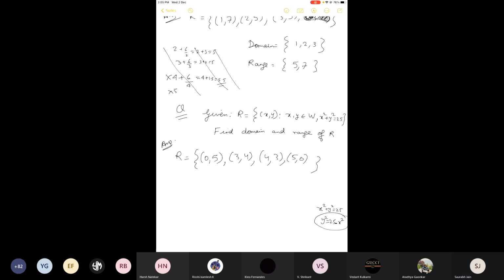So who will tell me what is the domain and range? The domain is 0, 3, 4, 5 and range is 0, 3, 4, 5. Same. Yes, correct. Because see, domain is the set of all first elements of ordered pairs and range is the set of all second elements of ordered pairs. It is very easy to write relation, domain and range, everything.